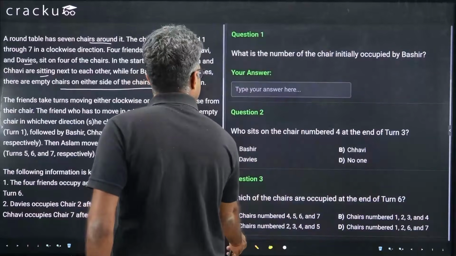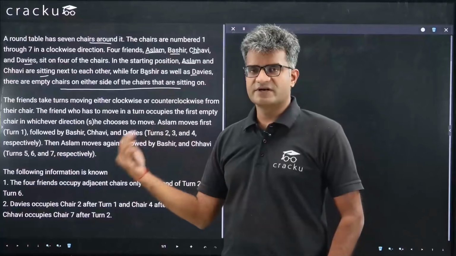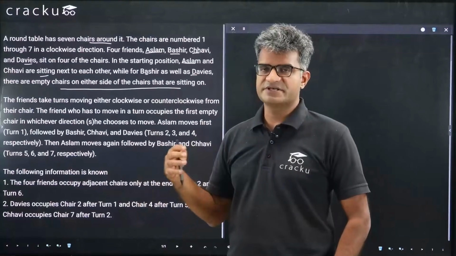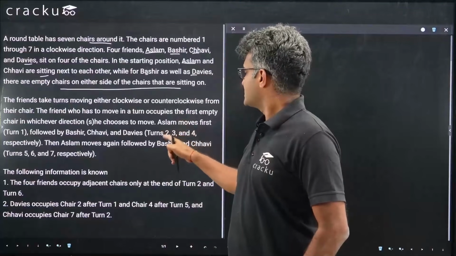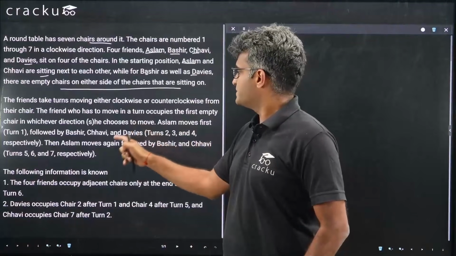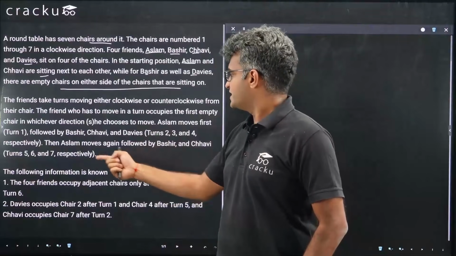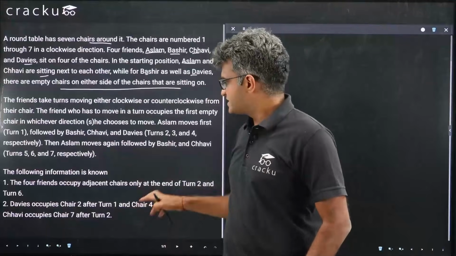And there is something called turns. After every turn, one friend goes either in clockwise direction or in anti-clockwise direction to find an empty chair, and immediately after finding an empty chair, he sits there. The first turn was taken by A, and the second, third and fourth turns are taken by B, C and D respectively. And again A takes the 5th turn, and B and C take the 6th and the 7th turn. This is the information that is given.